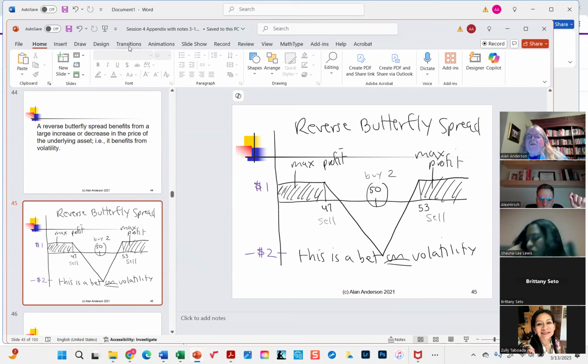That's correct. But it's also an unlimited game. I don't understand how it's unlimited if you make the most if it stays in the middle. No, there's no, it's limited. It's not unlimited. It's limited. Okay. Here you can see the max is $1. The minimum is minus $2.